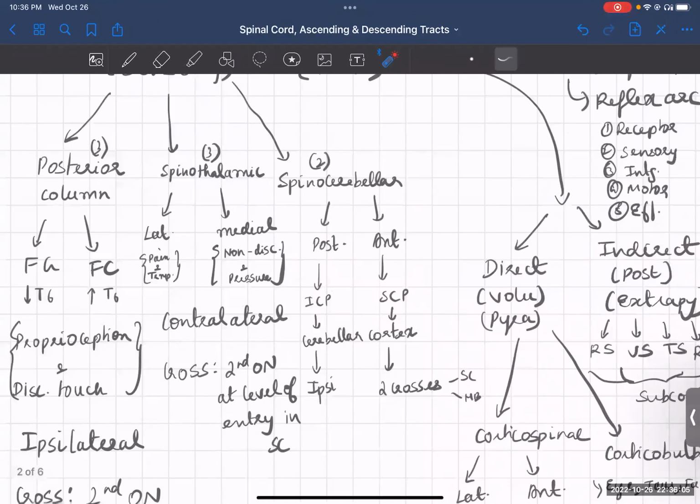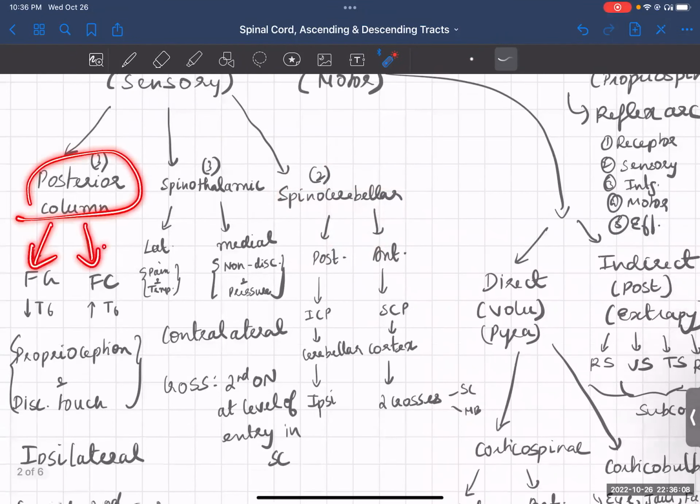Now, under posterior column, there are two more fasciculus. Fasciculus means bundle of nerve fibers. One is fasciculus gracilis, the other is fasciculus cuneatus. Fasciculus gracilis will take sensory impulses from below the level of T6. So this down arrow means below the level of T6. Fasciculus cuneatus will take sensory impulses from above the level of T6. What kind of sensory information? Proprioception and discriminative touch. That is what is going to be carried by your posterior column to your brain.